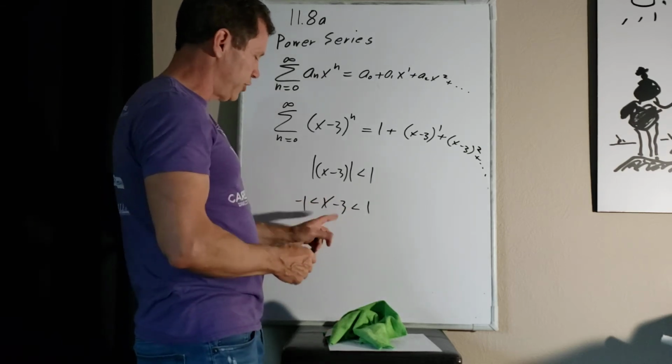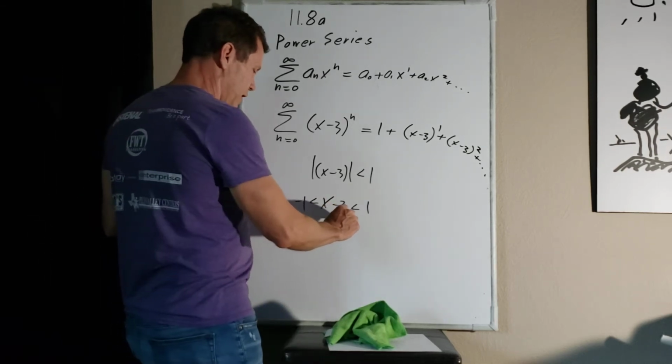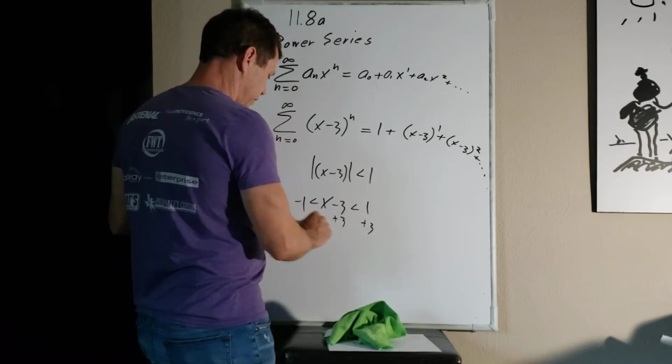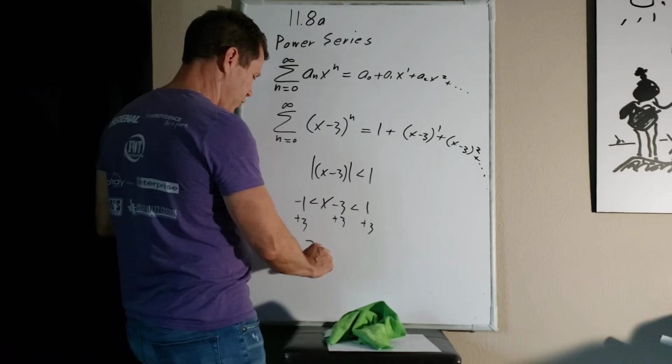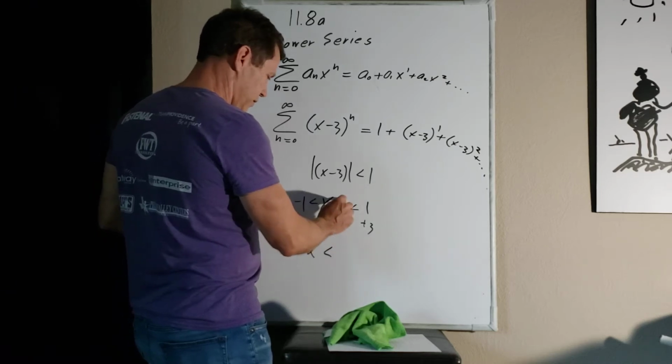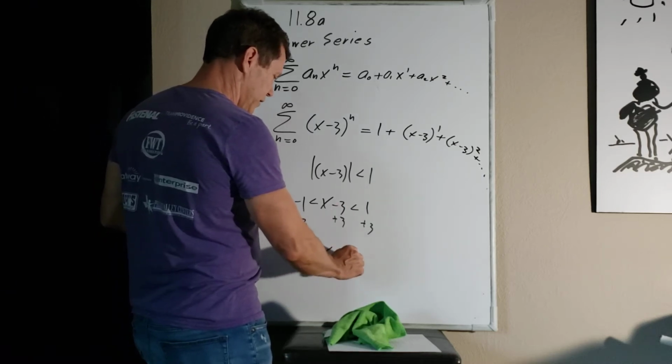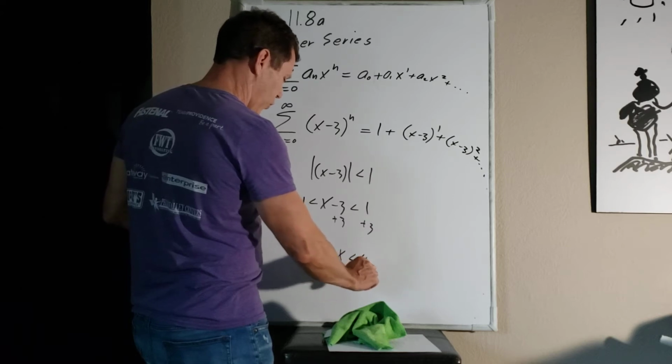All I want to do is get rid of that 3. So let's add 3 to all the places here. The minus 2 and a 3 is going to give me a 2. Is less than, that's going to be x plus 0, so that's x, less than 1 plus 3, that's 4.